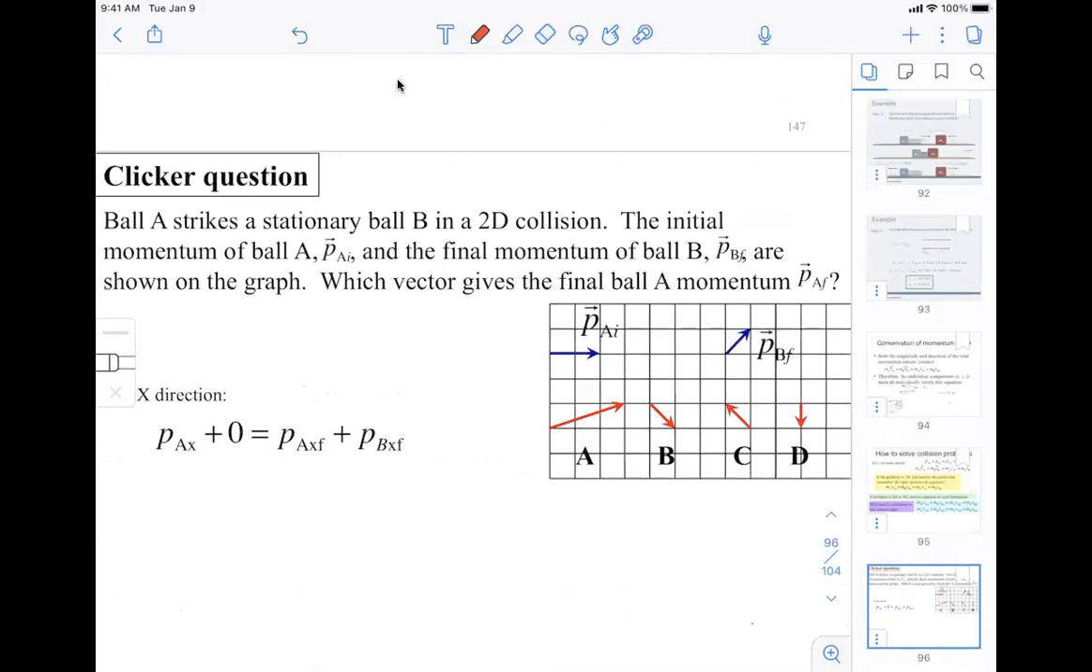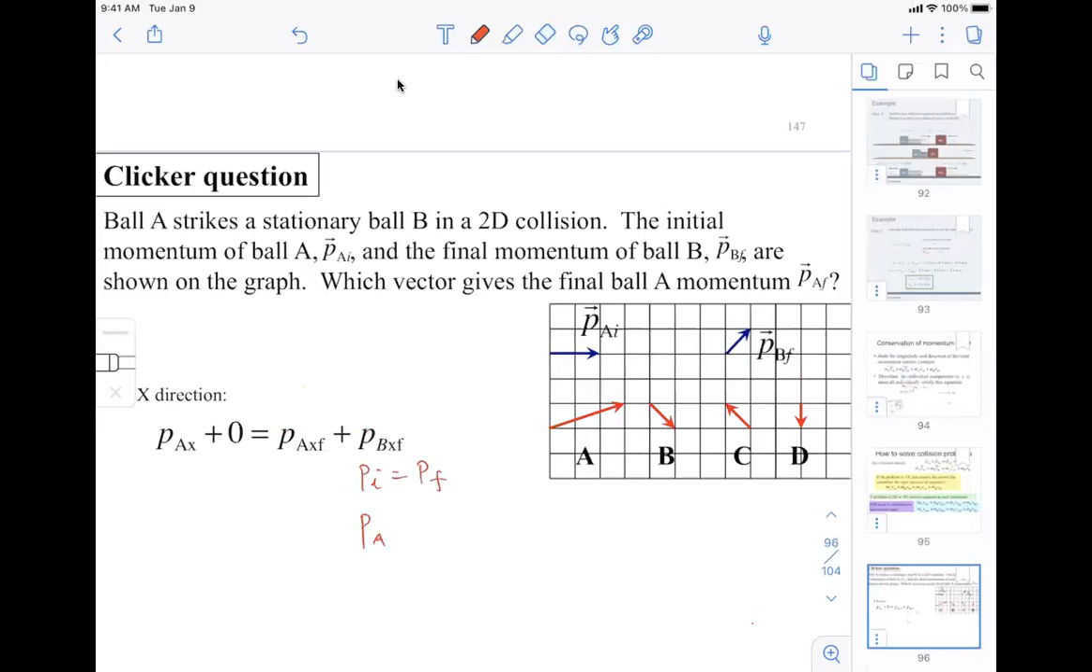And the final momentum of the ball B is indicated by this arrow here. Okay, so from this information, can we figure out what the final momentum of ball A should be, given that momentum initial should equal momentum final?